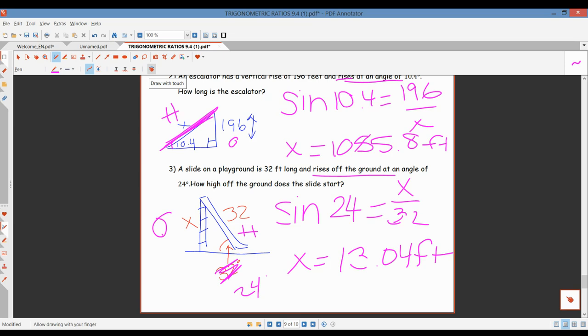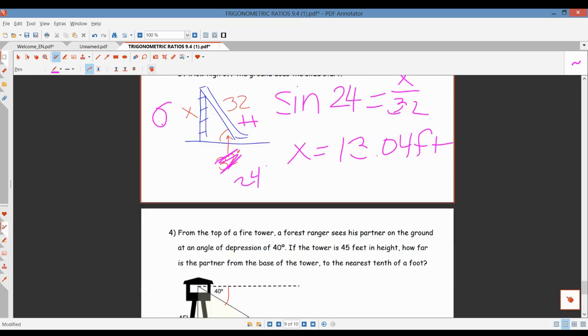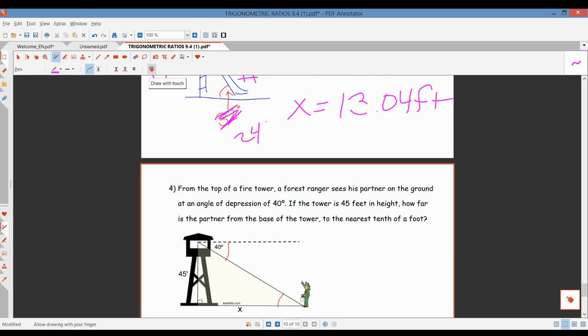All right, and do a couple more. All right, so the first one I actually gave you a diagram because we're going to talk about angle of depression. So it says, from the top of a fire tower, a forest ranger sees his partner on the ground at an angle of depression of 40 degrees. If the tower is 45 feet in height, how far is the partner from the base of the tower to the nearest tenth of a foot?